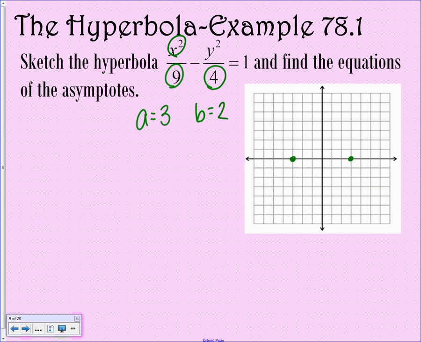So we put a dot, and then we're going to go up and down 2. Now, if it had been an ellipse, there would have been a plus sign here, and you would have just made your ellipse. But it's not an ellipse, it's a hyperbola. So what you're going to do, you're going to make a box, and you want to dot or dash all the sides because it's not part of your graph. It's just going to help you graph it.